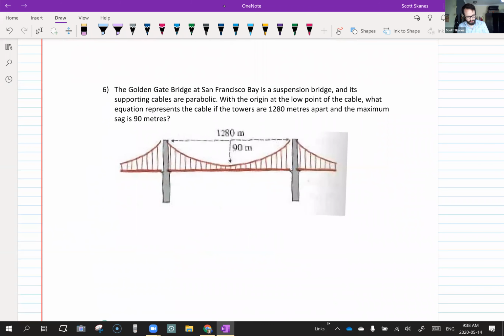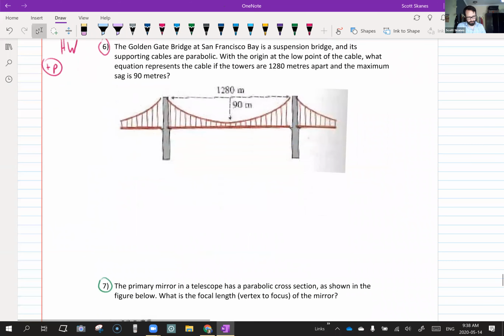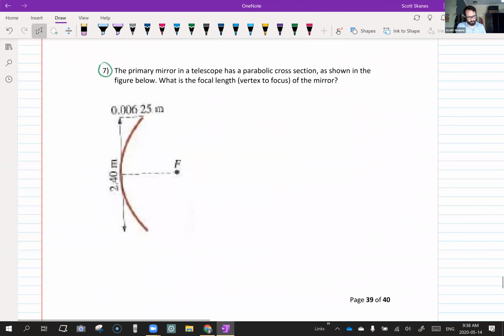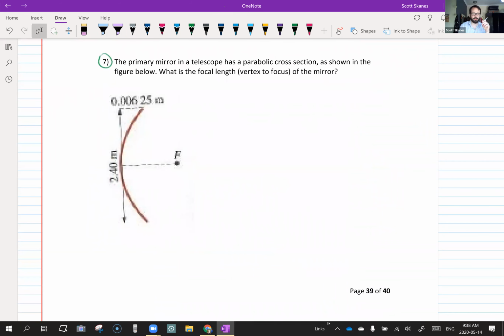This one I was thinking I might do, but you could just do this one for homework. It's almost identical to what we did before. In fact, it's pretty much exactly the same. The only difference is that you're going to end up with a positive p instead of a negative p. Everything else is the same. This one is a parabola. It's a slightly different question.